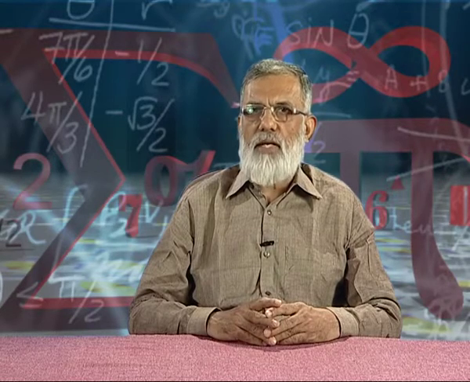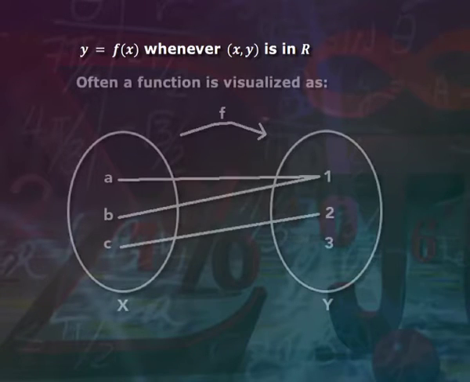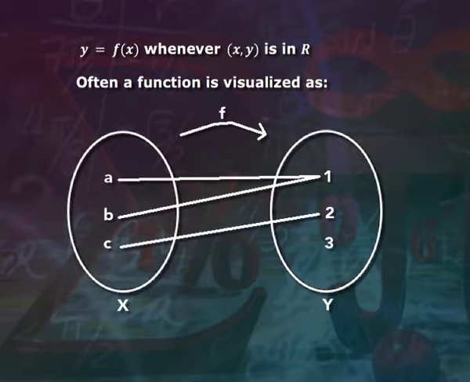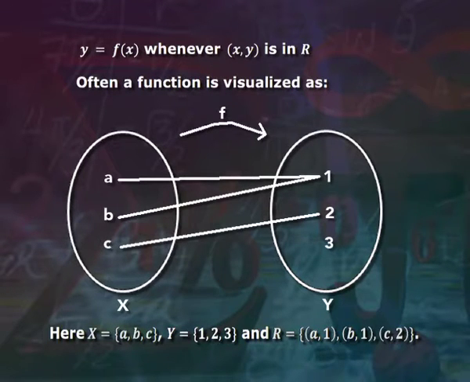Function. When a relation R, that is a subset of X cross Y, is such that for each x in X, there is a uniquely related y, we say that this relation defines a function. In this case, we write y equal to f(x) whenever (x, y) is in R. Often, a function is visualized as, here X is equal to the set {a, b, c}, Y is equal to the set {1, 2, 3} and R is equal to the set consisting of ordered pairs (a, 1), (b, 1) and (c, 2).